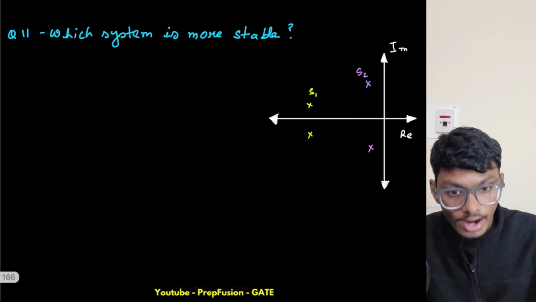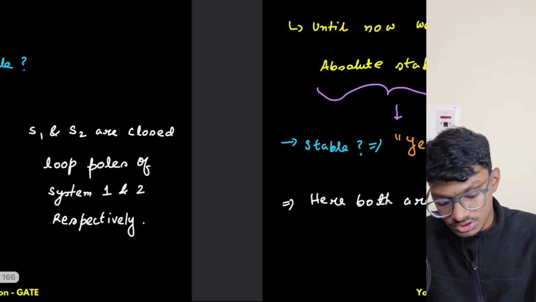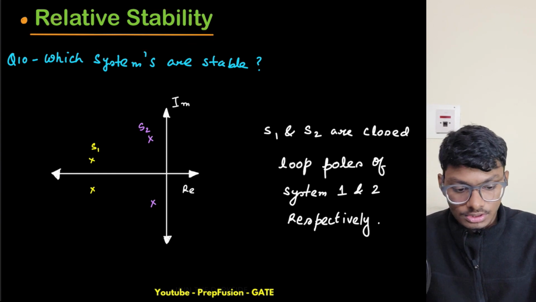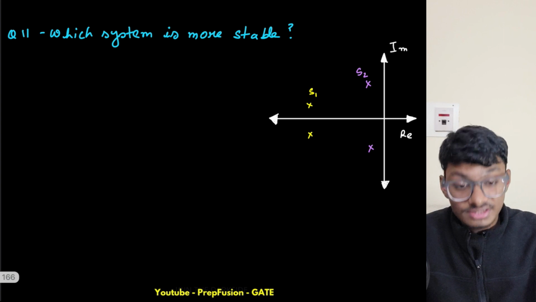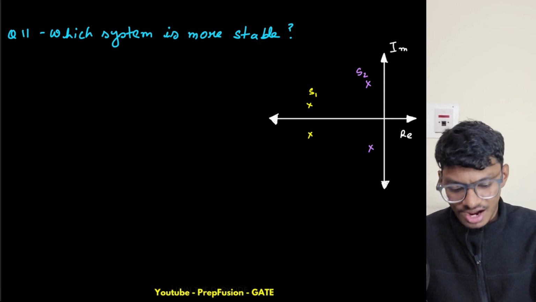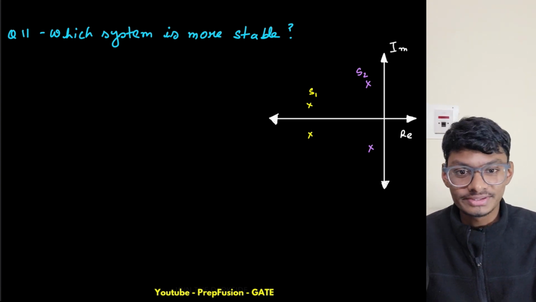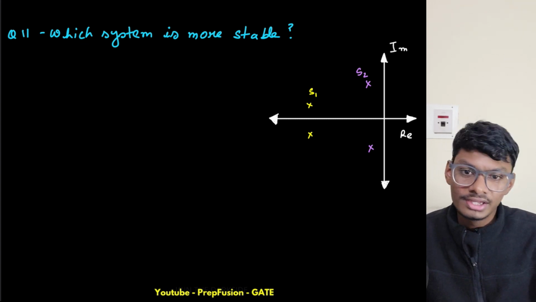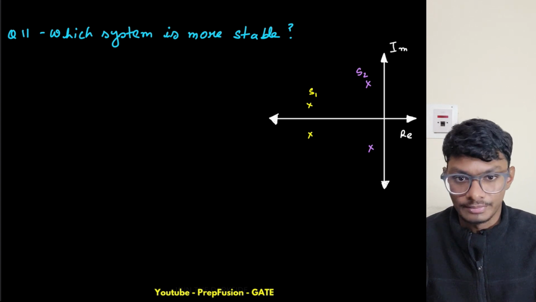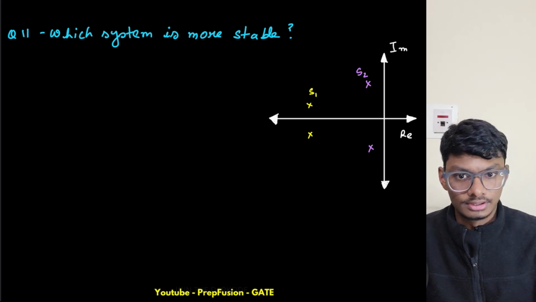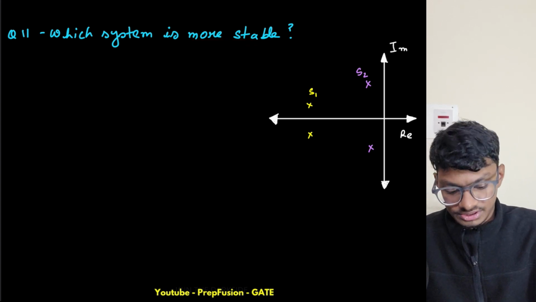Now let's go to another question, and from there we'll understand the concept of relative stability. So what is the next question? The next question is, which system is more stable? Now you might ask, how is this possible? Can a system be more stable than this one? Both are stable, but sir, why? How can we tell if one system is more stable than the other? What is the parameter for that? Or is there anything like more stable? You might say both are stable.